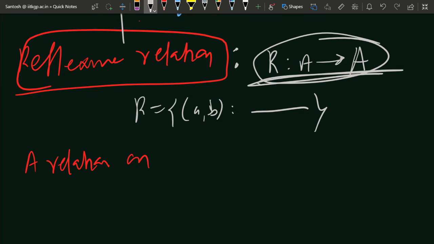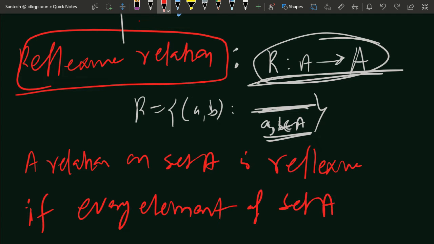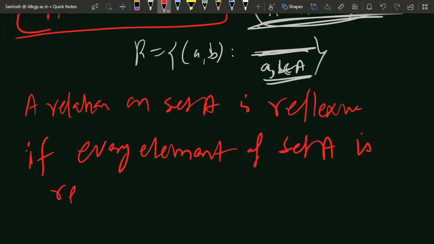So R is a relation from A to A. So that is what we are talking about, (a, b), and there will be some restrictions, and obviously a and b both will belong to capital A. And so a relation on set A is reflexive if every element of set A is related to itself. So okay, every element of set A is related to itself.